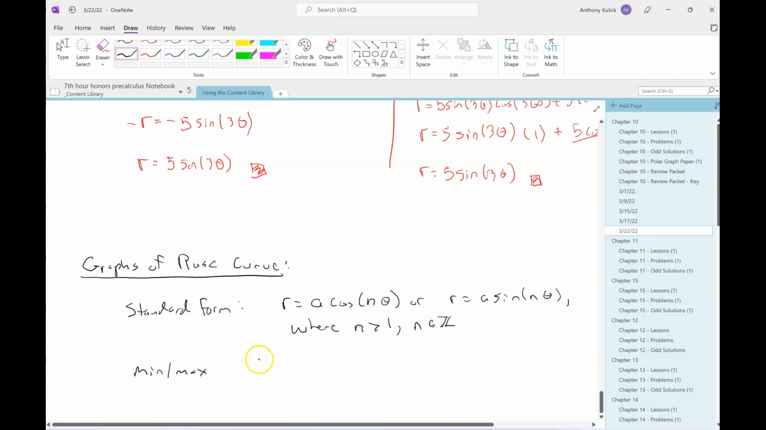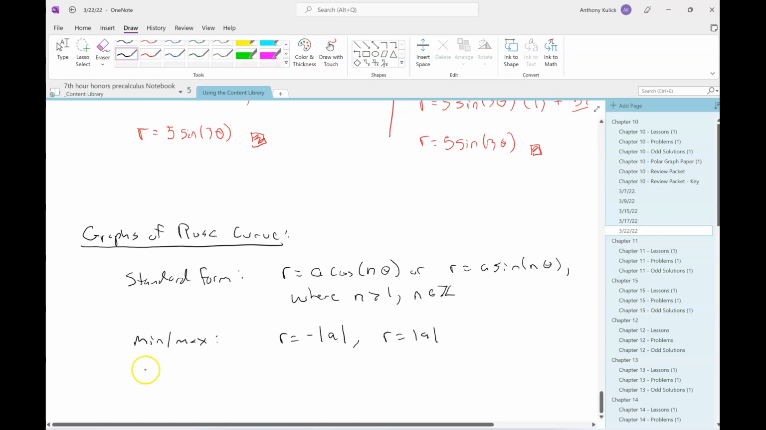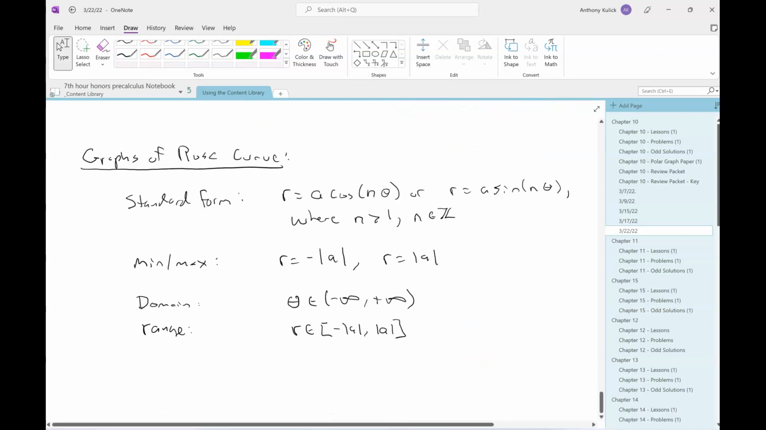Okay, the min and max for this is going to just be r equals the negative absolute value of a for the minimum, and r equals positive absolute value of a for the maximum. The domain, since it's only depending on either sine theta or cosine theta, is just going to be all real numbers. The range, because it just deals with the minimum and maximum, is going to be from min to max, so negative absolute value of a to positive absolute value of a.